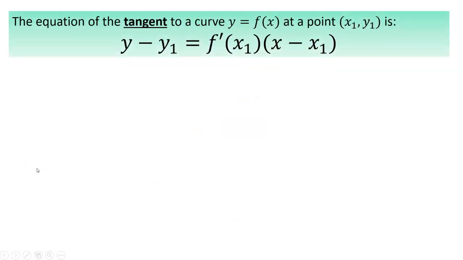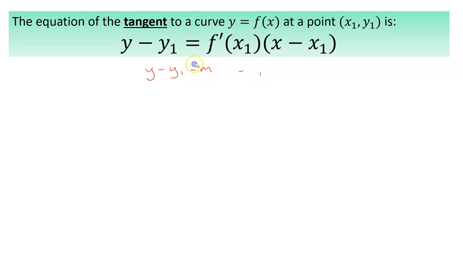So the equation of the tangent to a curve y equals f of x at a certain point (x1, y1) is given by this formula. So we have y minus y1 equals f dash of x1 times (x minus x1), where f dash of x1 is just the gradient at that point. So you might be familiar with this formula for finding the equation of any straight line. The m is just the same as the f dash of x1 here.